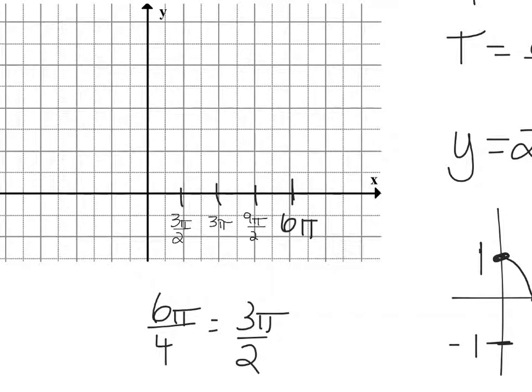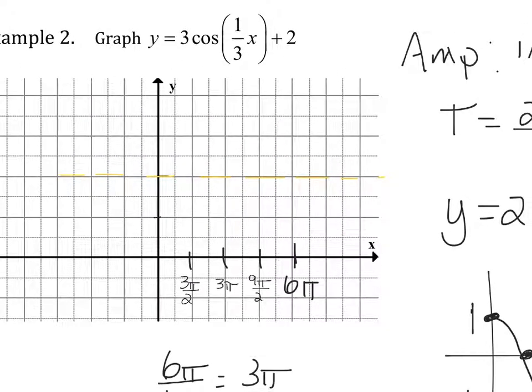But the midline is at 2. So our midline is going to be right here at y equals 2. My amplitude is to go up 3 units from that and 3 units down. So I actually don't have enough room. I'm going to rework how I'm going to scale things. And we will make this be y equals 2. So then our scale goes 2, 4, 6, etc.